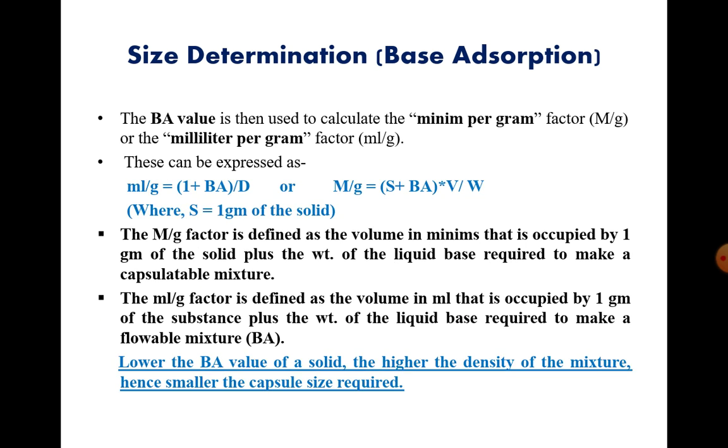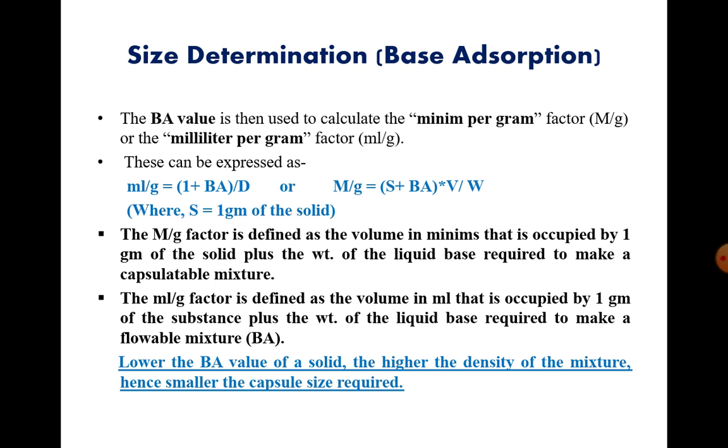Now the base adsorption value is used to calculate the minim per gram factor or milliliter per gram factor. Both can be expressed as: milliliter per gram factor equals 1 plus base adsorption divided by density or specific gravity, and minim per gram factor equals S plus base adsorption into volume divided by weight, where S equals 1 gram of solid.